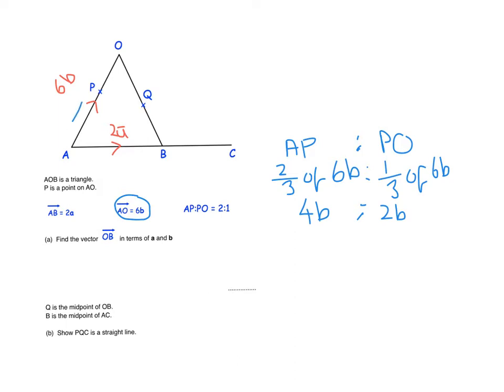So just here to here is 4b, and then here to here is 2b.